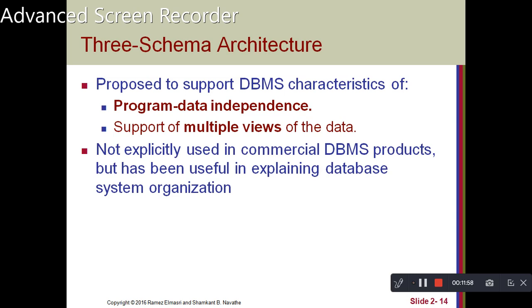The main DBMS characteristic is program-data independence. The program and data are independent of each other. The program is not dependent on the data, and the data is not dependent on the program. If something changes in the program, it will not affect the data. If something changes in the data, it will not affect the program. That is the independence. Multiple views of the data are also supported. Commercial DBMS products are not explicitly used here, but the architecture has been useful in explaining database system organization.